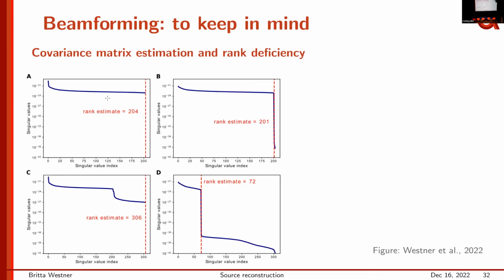Under D, we have a very extreme case. We have 306 sensors, but only a rank of 72. That happens if you are an Elekta MEG user and you max filter your data. The max filter procedure, which is like an Elekta procedure to clean the data of noise, is very greedy when it comes to components and throws out a lot. It's nice, your data looks very clean in sensor space, but it can pose a lot of problems when you try to get this to source space because you're missing so much independent information in your data.